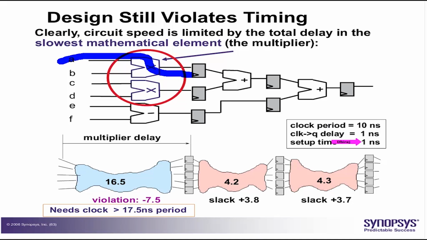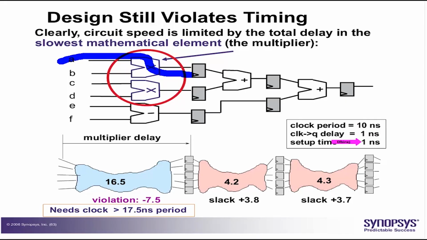So let's say the multiplier delay is 16.5, clock period is 10. 16.5 plus 1 for the setup time, the data should be arriving 1 nanosecond before the capture clock. So 1 nanosecond gets added to the data path delay. 16.5 plus 1 is 17.5, minus the clock period of 10 nanoseconds. Since the data arrival time is later than the data required time of 10 nanoseconds, the slack is minus 7.5.